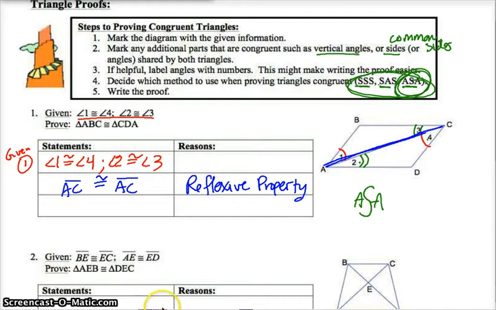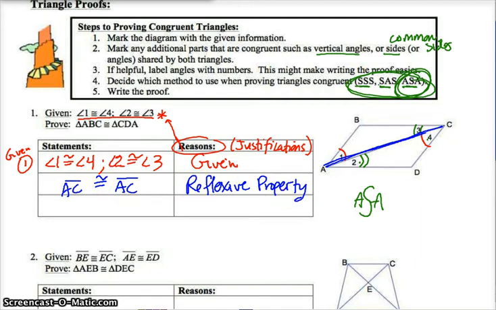And sorry, I forgot to write in row number 1. The reason that this is true, my justification for this, is just your given. The fact that it was given up here. So my justification, these are justifications, remember? Reasons are justifications. The reason or justification is that it's given. The reason this is true is that it's the reflexive property.